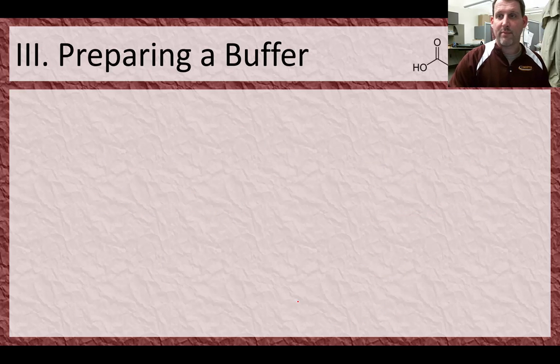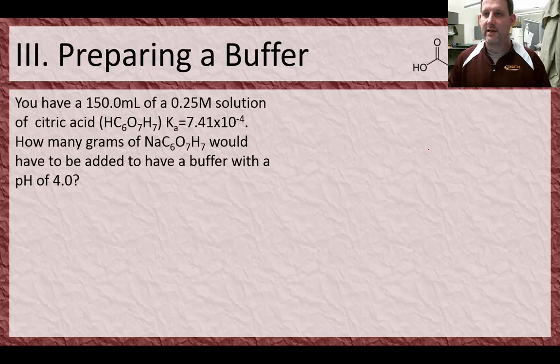So let's talk about preparing a buffer. We're going to talk about citric acid. This is the structural formula of citric acid. You notice that it has 3 acidic hydrogens. When we talk about it today, we're only going to talk about the dissociation of one of those 3 acidic hydrogens. And notice that these 3 hydrogens are the acidic ones because they're connected to a carboxyl group.